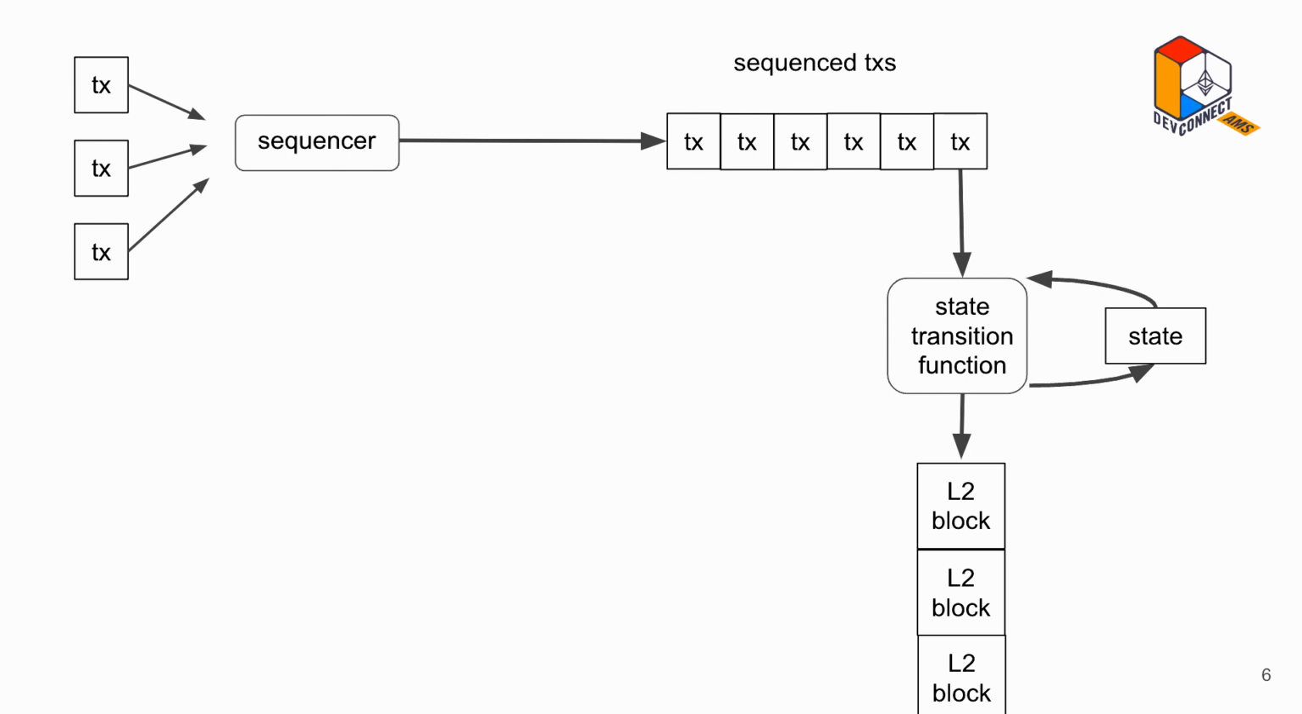Those L2 blocks will ultimately need to be settled onto the L1 chain using either an optimistic protocol or a ZK validity proof. I'm going to set that aside because I think that is relatively independent of the topic of L2 resource pricing, at least for now.